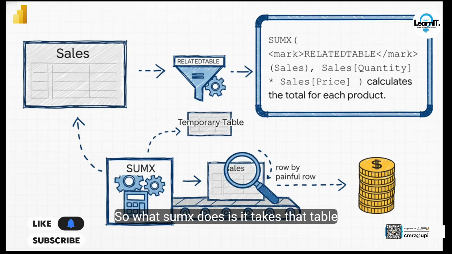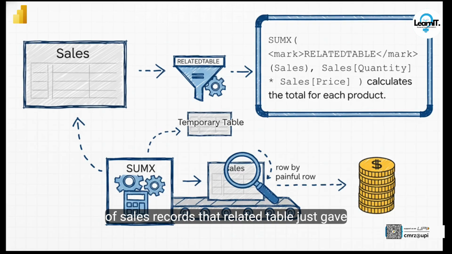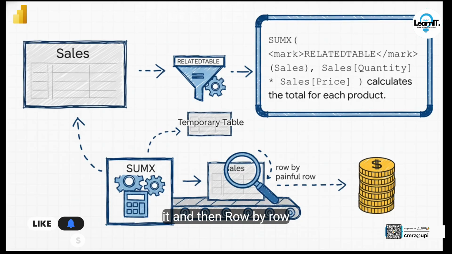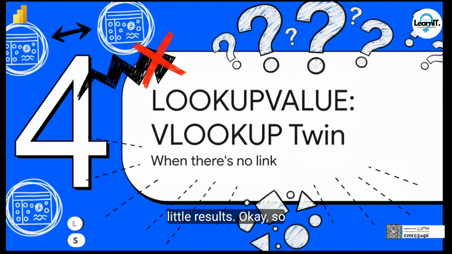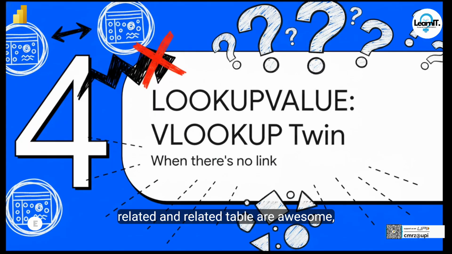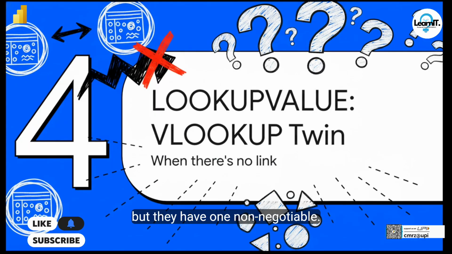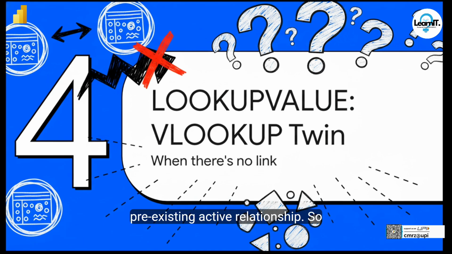So what SUMX does is it takes that table of sales records that RELATEDTABLE just gave it, and then row by row by row, it does a calculation, in our case, multiplying quantity times price, and then at the very end, it sums up all those little results. Okay, so RELATED and RELATEDTABLE are awesome, but they have one non-negotiable requirement. They absolutely need that pre-existing active relationship.